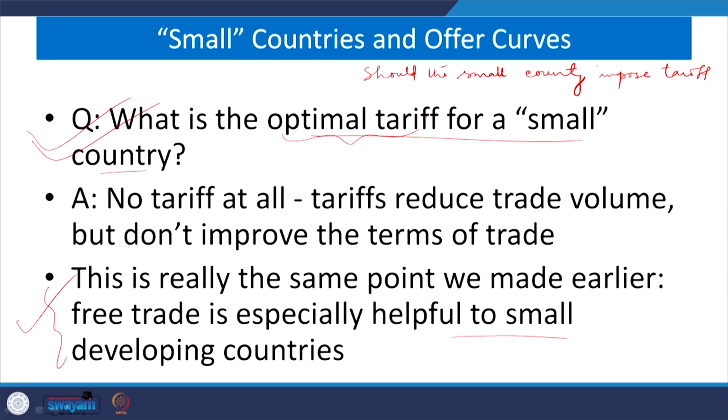Now, look at the large country context. Here it is just the reverse. If a large country imposes a tariff, what is going to happen? They can demotivate the imports. So, if they impose a tariff, the prices of imports in the world market fall. The price of imports reduces, whereas Px by Py actually increases. That will lead to a shift in the offer curve towards the left for the country.